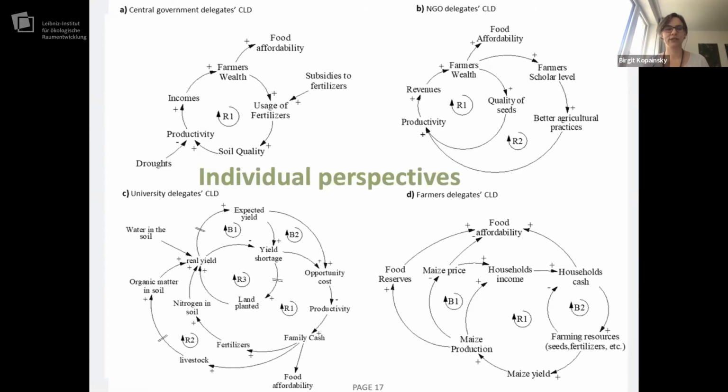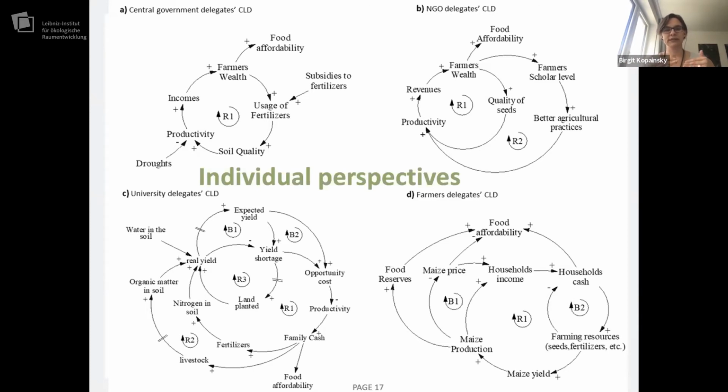Yield is a question of soil organic matter. It's the amount and quality of land. There is something about water in the soil. So you see, all these different stakeholders have fairly different individual perspectives of how the problem arises, and implicitly what can be done to alleviate the problem.